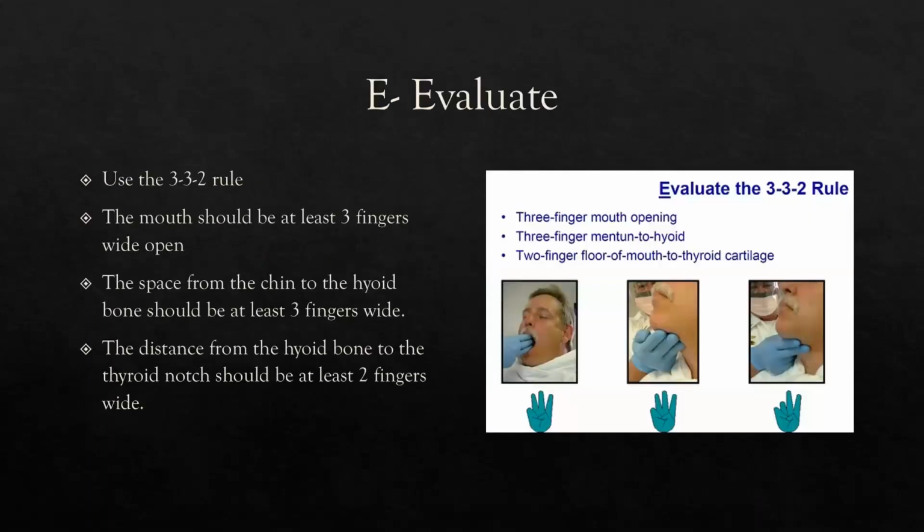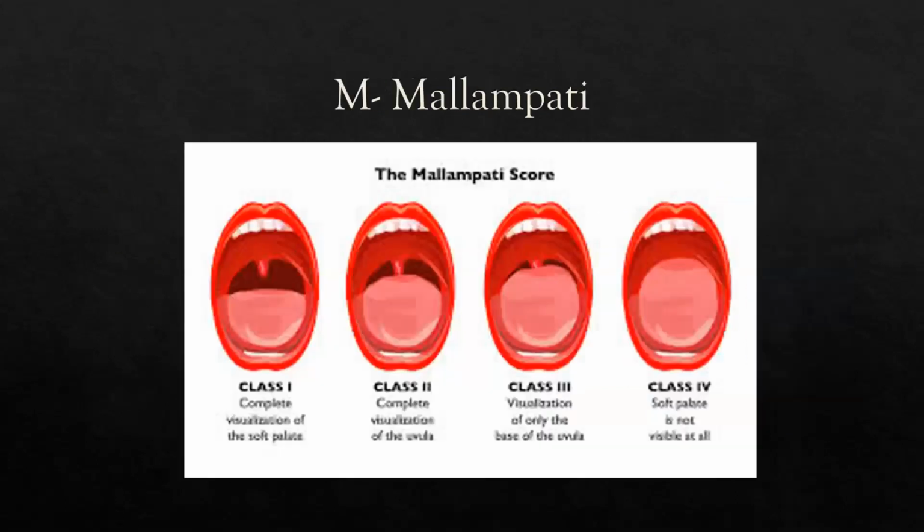E is evaluate, and this is known as the 3-3-2 rule. The mouth should be at least 3 fingers wide open. If you can get their mouth open and get 3 fingers in, all right, the space from the chin to the hyoid bone should be at least 3 fingers wide, and the distance from the hyoid bone to the thyroid notch should be at least 2 fingers wide. If that patient has any kind of range outside of the 3-3-2 rule, it can indicate that that patient is going to be more difficult to intubate.